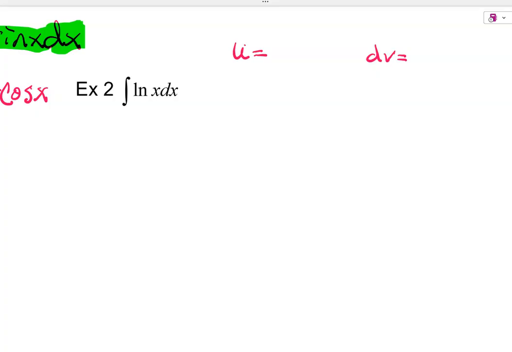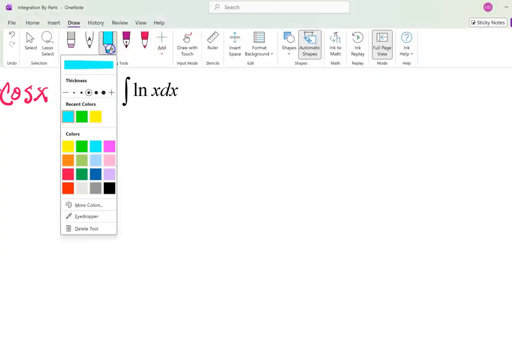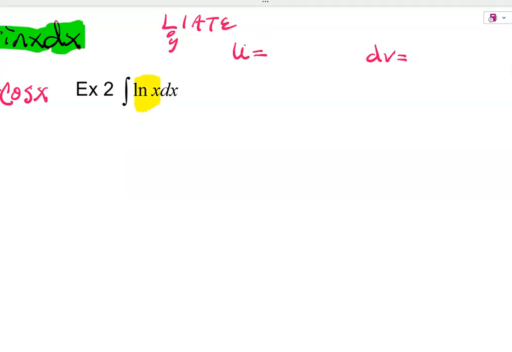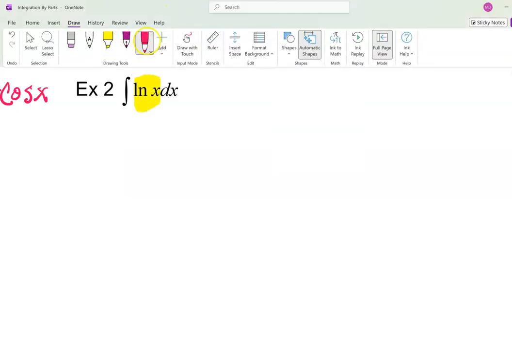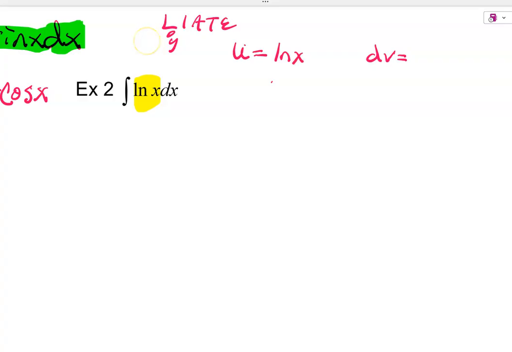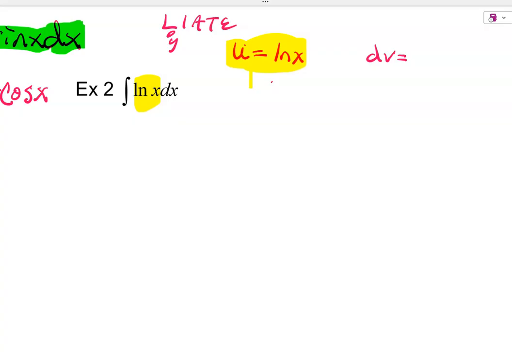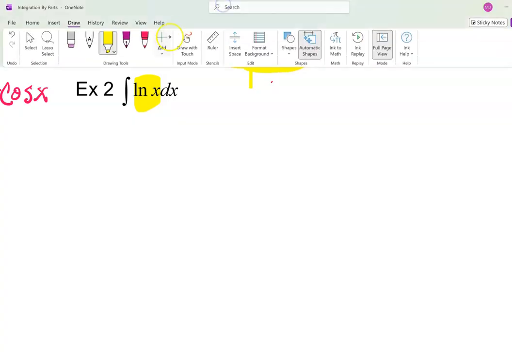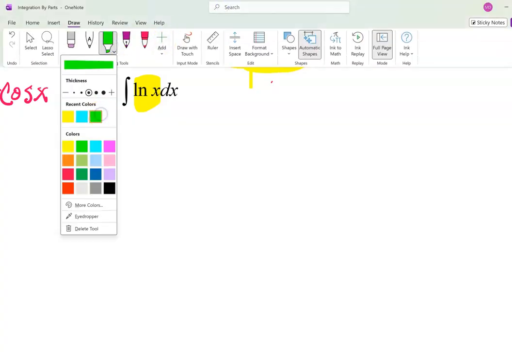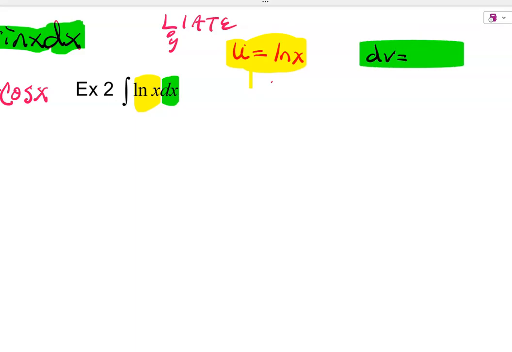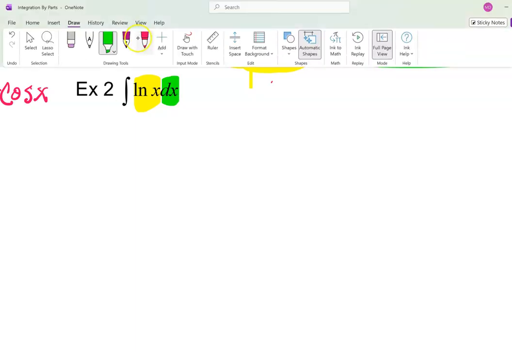You could say, well, is there a u? Let's go back to LIATE. Is there a log? Oh my goodness, yes. Thank goodness. And that's going to be let u be ln of x. So that's lovely, right? And you'd say, well, dv's got to be what you did not select for u. There's not much left. That's just going to be a dx.